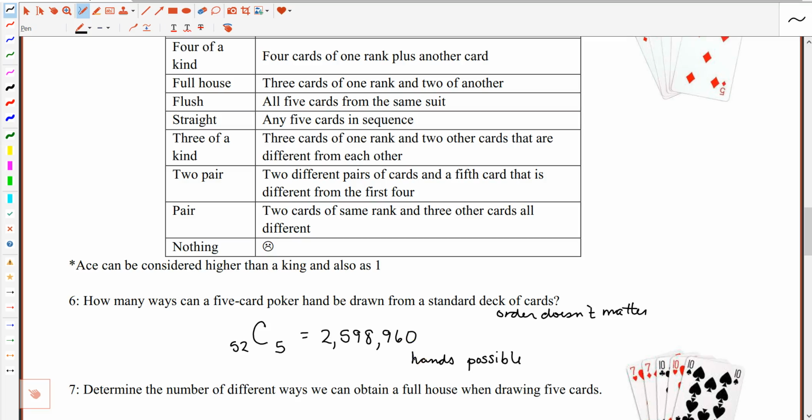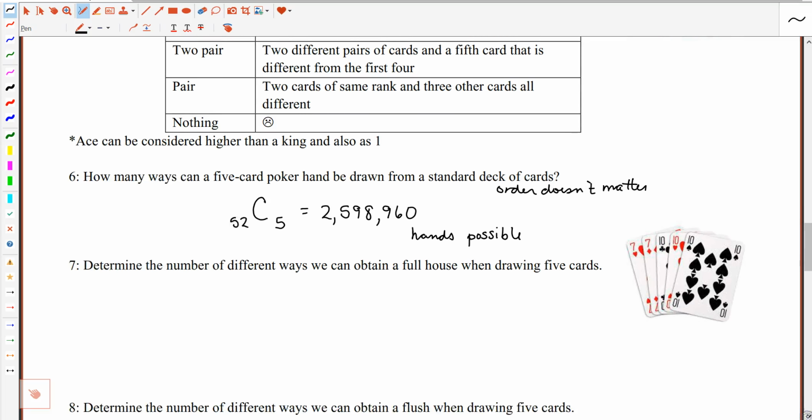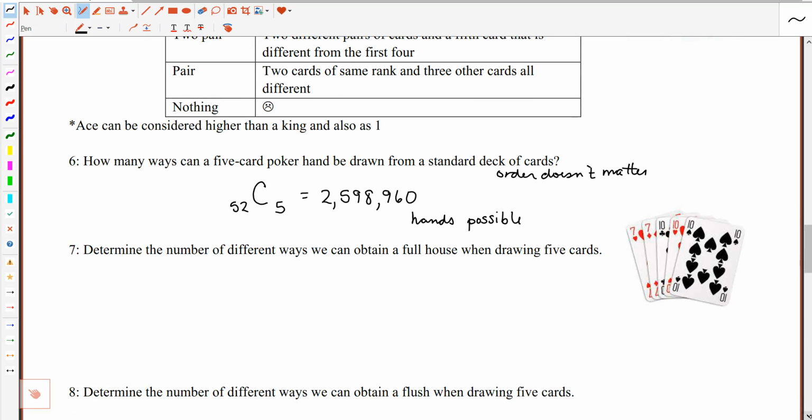Alright, so that would be kind of like the total number of hands, and moving forward in probabilities, that's going to be the size of our sample space. So out of all of these possible hands, let's find the number of ways for some of these special things to be happening. So the first thing we're going to look at is the number of different ways we can get a full house when drawing 5 cards. So here is a generic example of a full house.